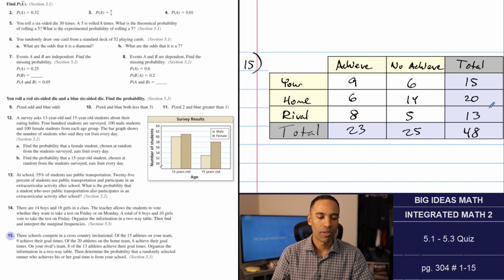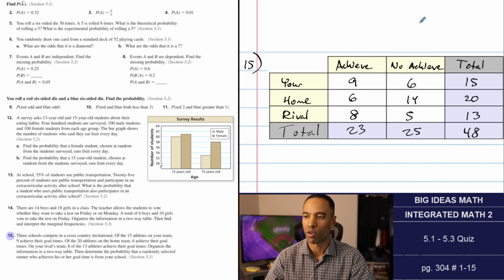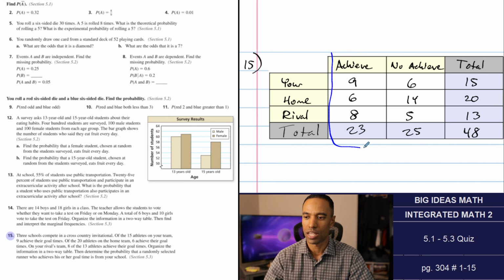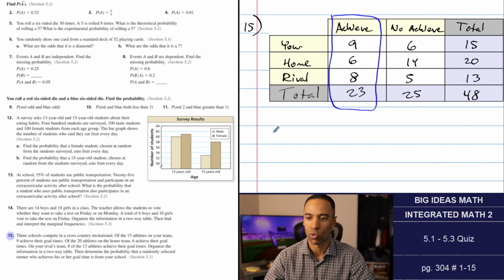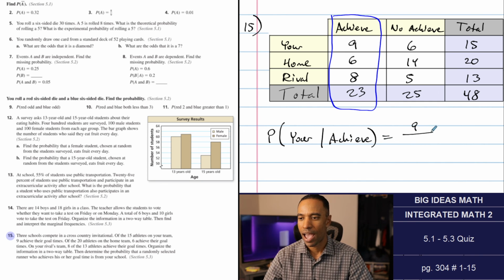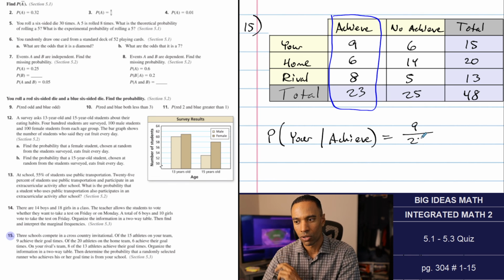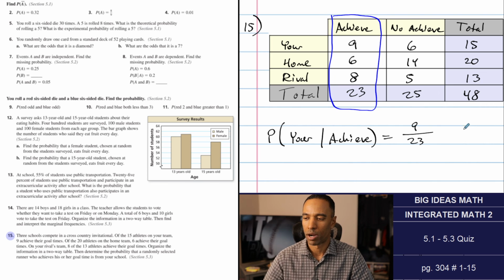Then determine the probability that a randomly selected runner who achieves his or her goal time is from your school. We're only looking for the achieved ones, and we're going to do a conditional relative probability from your school. So the probability of your school given that they achieved. We're going to take 9 out of the 23 total that are from that set. 9 out of 23 is about 39.1%.